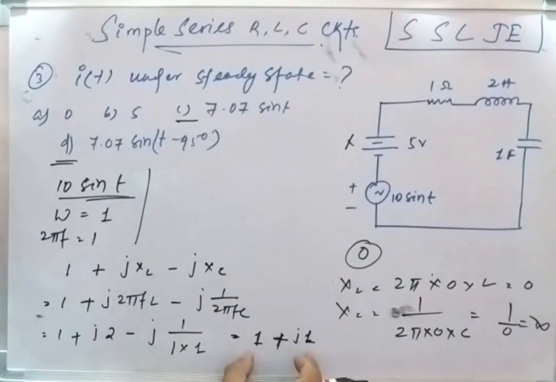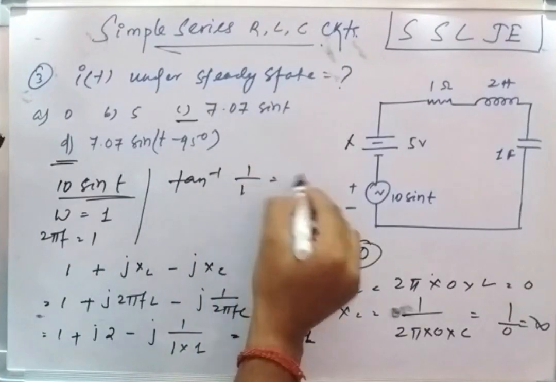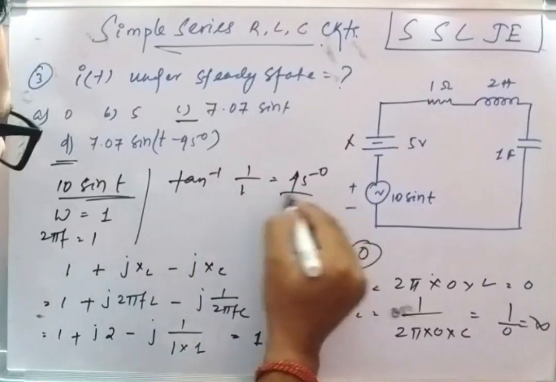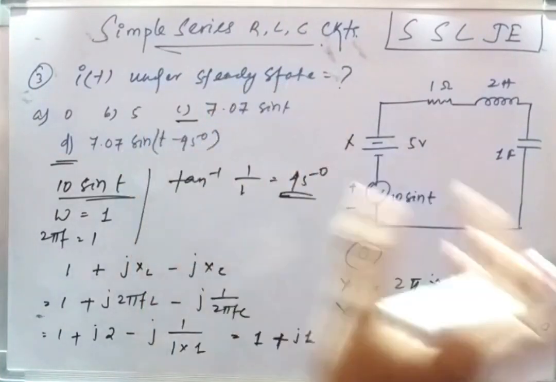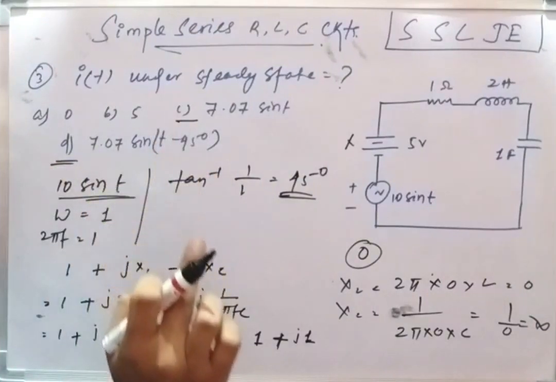So the phase difference will be tan inverse 1 by 1, that is tan inverse 1, 45 degrees. So you got a phase difference of 45 degrees. So it is option D, 45 degrees.